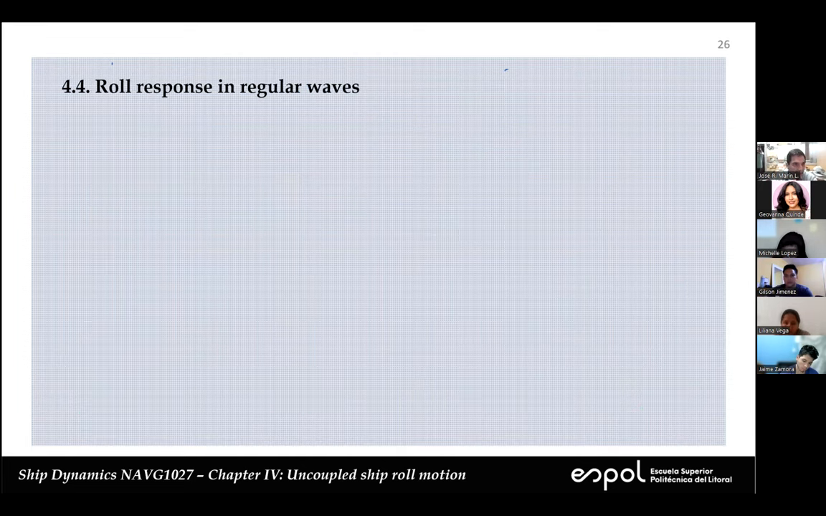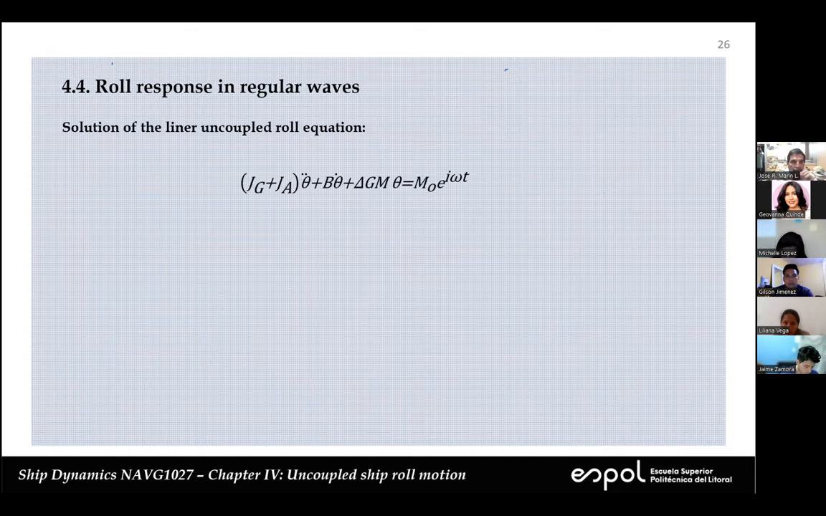Now, once you have all of these parameters, you can plug back into the equation and we can solve it. So that's what we want from you. So you have the inertia with respect to the center of gravity, the added inertia, that's A44, damping coefficient, we assume that it is constant. Delta GM, again, we assume that we are in the linear region of the oscillation. And on the right-hand side, we have M0 e to the i omega t, okay? M0 was already explained how to be calculated.